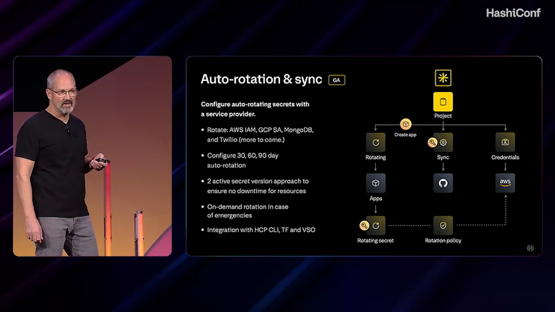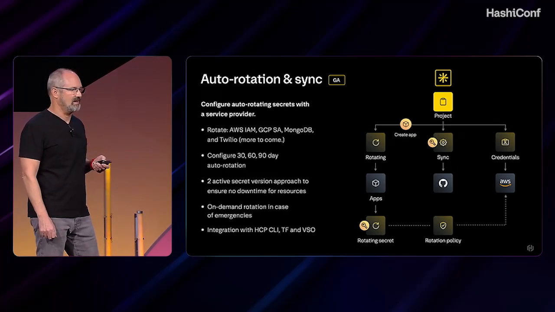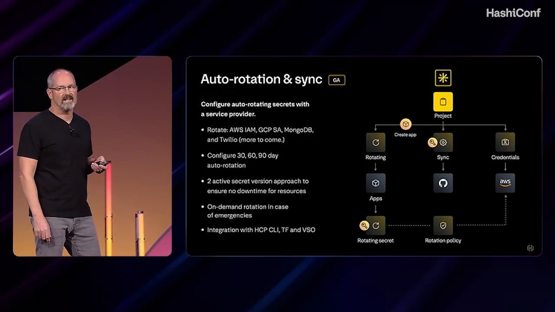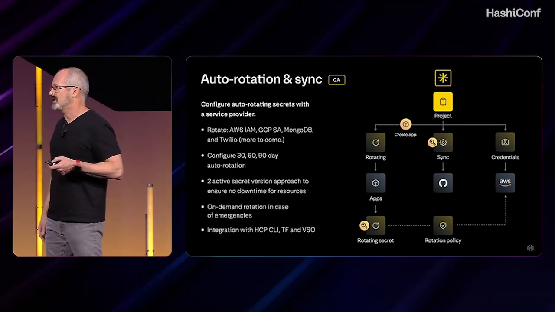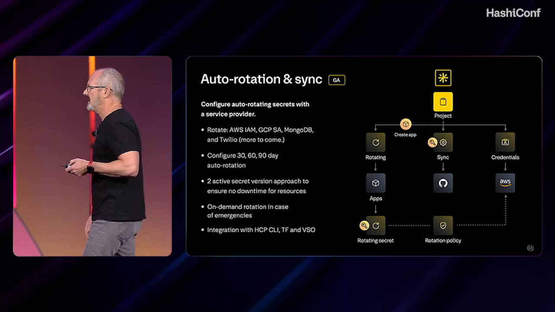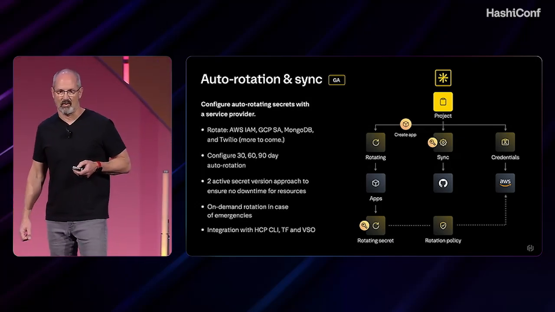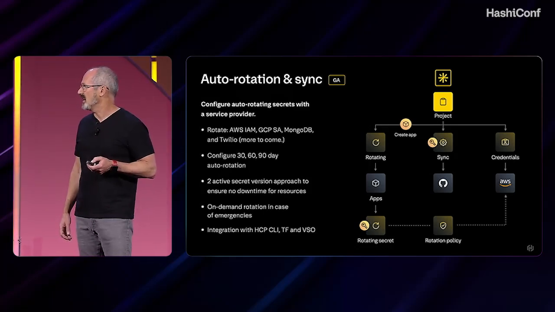You also have the ability, in case of emergencies, to click a button and rotate on demand. So if you think about all the secrets you have, and you have the ability to simply rotate that secret with the click of a button, that's pretty powerful and makes things extremely secure. And there's also integration with the HCP CLI, with Terraform, and also Vault Secrets Operator. So you can use this type of secret via those integrations as well.